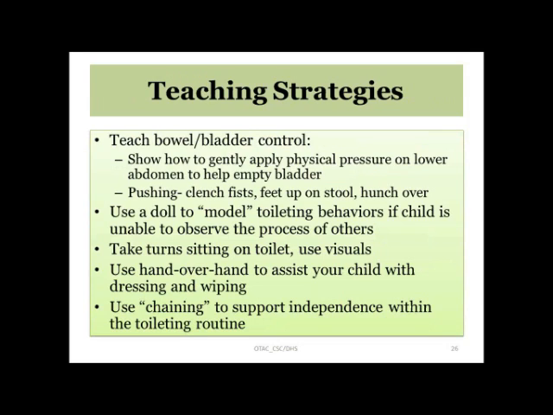This is going to be for that person who is close to being able to spontaneously, they're very ready to be able to become fully continent. You could use some of these in the habit training approach as well. But teaching that bowel and bladder control, such as maybe showing the person how to gently apply pressure to their lower abdomen to help empty the bladder, or having your feet on a stool, and with pushing in, we want to be careful. We don't want the person to get hemorrhoids.